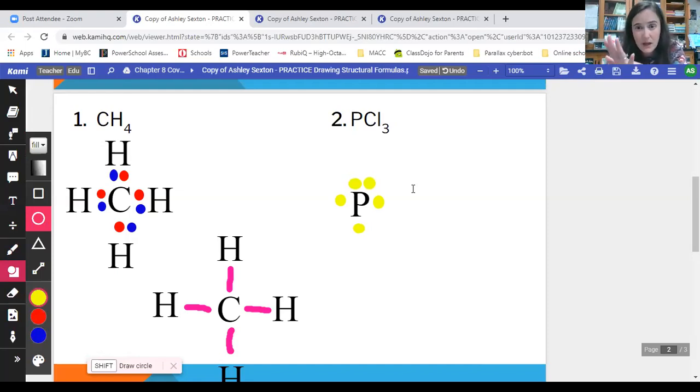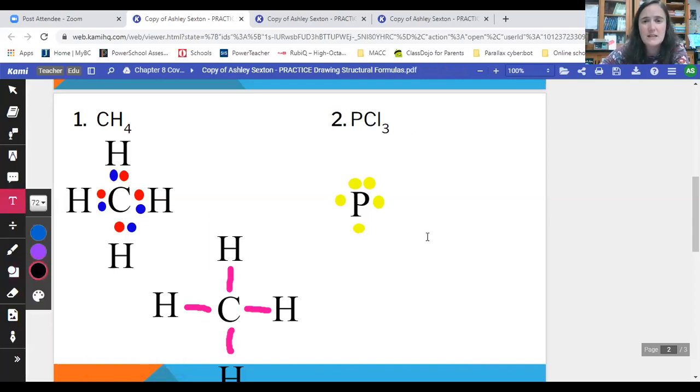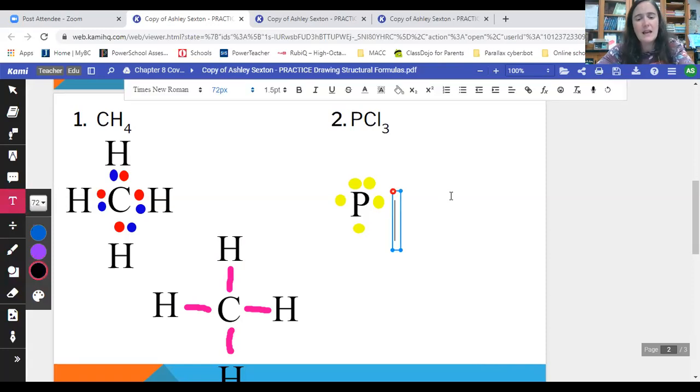Doesn't matter, okay? So we can see there's an opening here for phosphorus to have an electron, there's an opening here for phosphorus to have an electron, and there's an opening here. Yay, because we have 3 chlorines. And those chlorines were in 7A, which means they have 7 valence electrons.